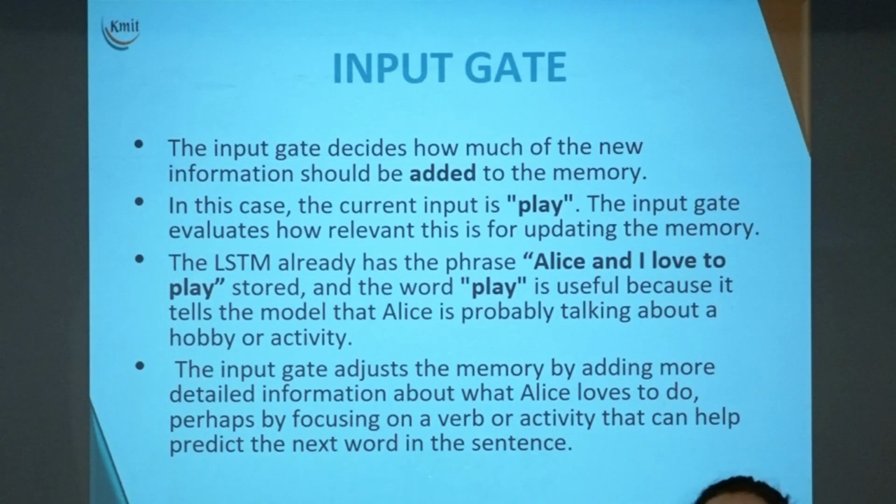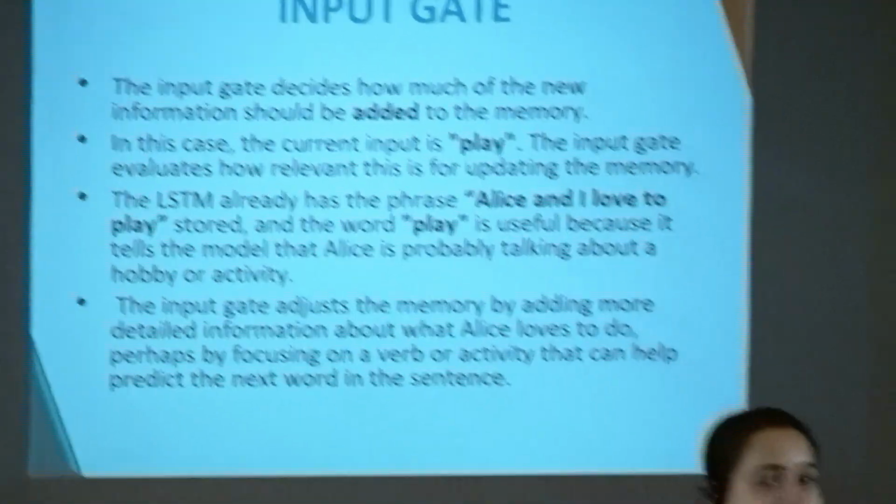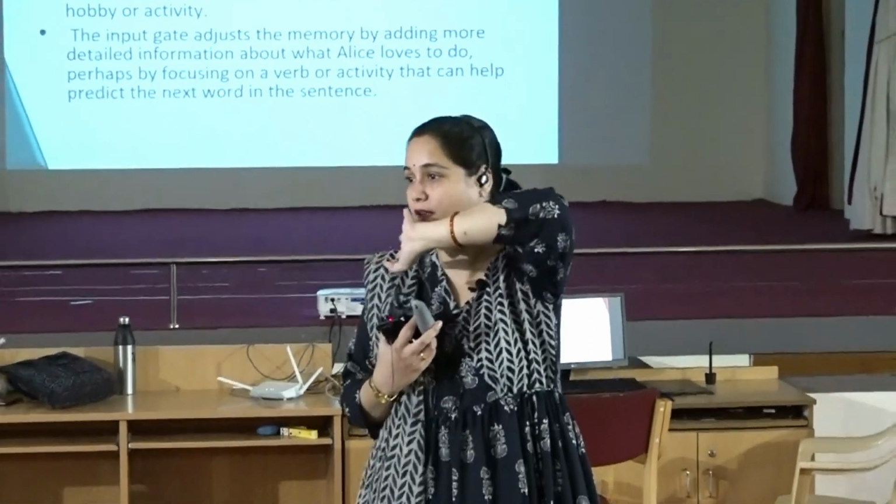So, hi, I is discarded. What is retained? Alice. I would love. I and would are discarded. Love. Loving, hating, again a sentiment. Important. So, what is the next word that has to be appended? Love. Next, play is also important. You cannot discard. So, Alice, love, play, and then you will predict whatever it is next.